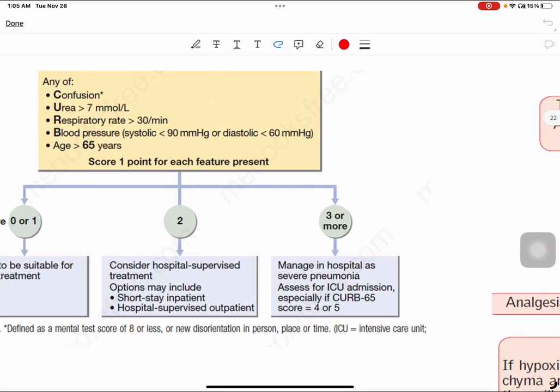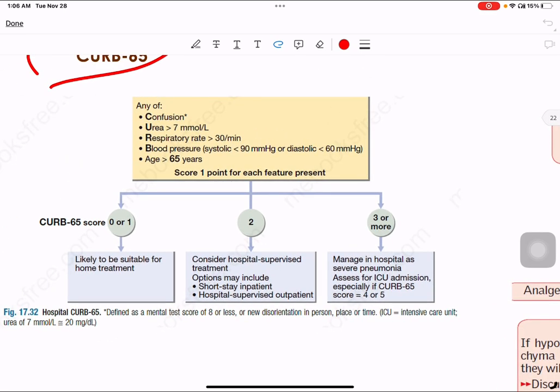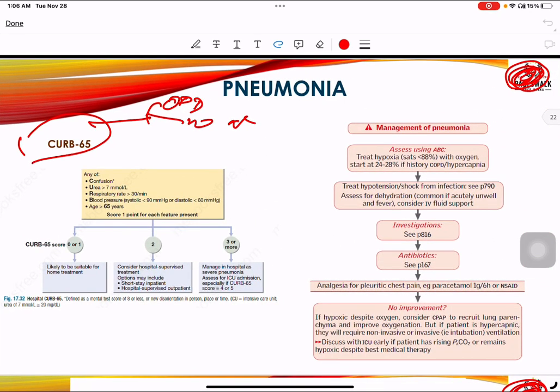If the score is 2, the patient may need short stay hospital treatment or supervised outpatient treatment. And those who have a score of 1 or 0 will be treated at home. So CURB-65 is a very important feature of pneumonia.